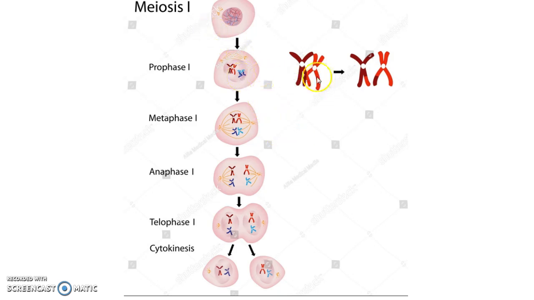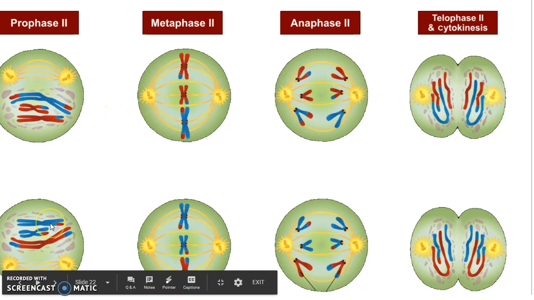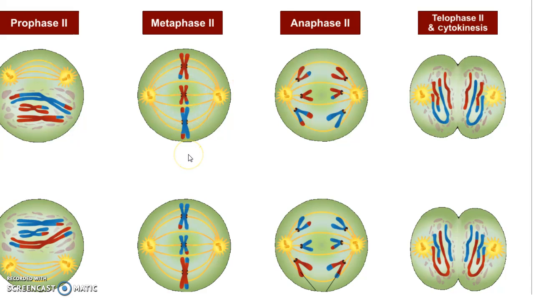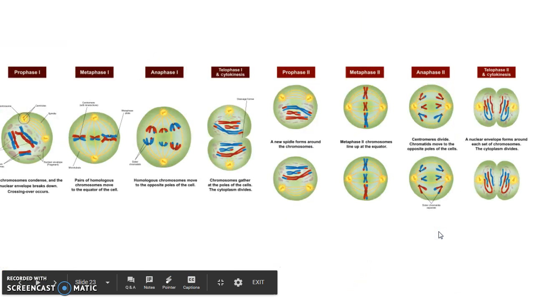Okay, so in meiosis 1, our pairs separate, and then in meiosis 2, you can see they're lining up in a single file, and this is when the chromatids separate from one another. So we had two cells that were formed during meiosis 1, and both of those cells go through prophase, metaphase, anaphase, telophase, and at the end we have 4 cells.